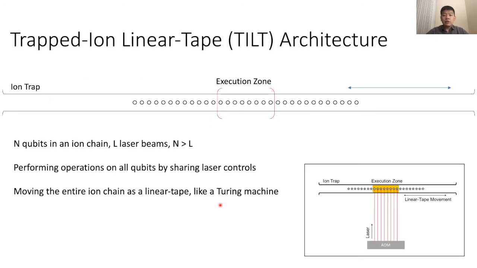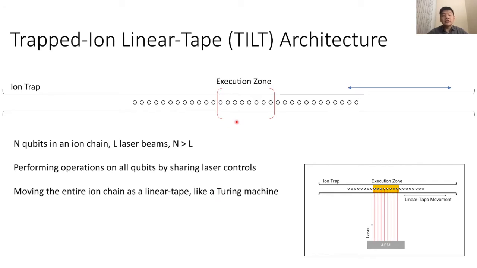In this work, we evaluate another architecture, which is the trapped ion linear tape architecture. In short, we call it TILT architecture. In TILT architecture, we have multiple qubits. Here we say we have n qubits in an ion chain, and the quantum gates are implemented through laser-based operations. We have L laser controls, and n is greater than L.